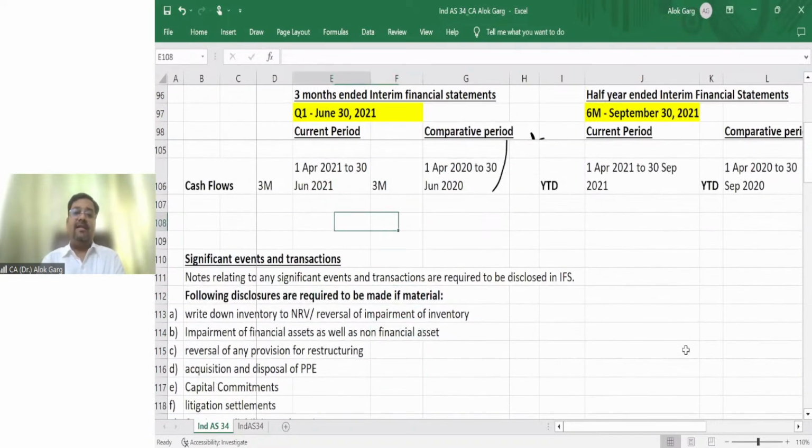Now, friends, let's discuss what is required to be given in the notes to accounts. What is required to be given in the notes to accounts?